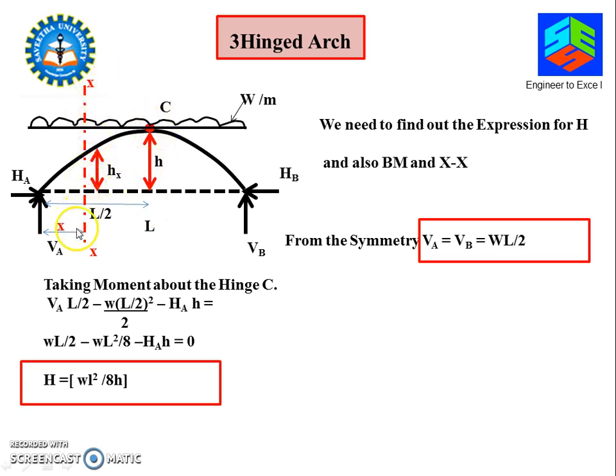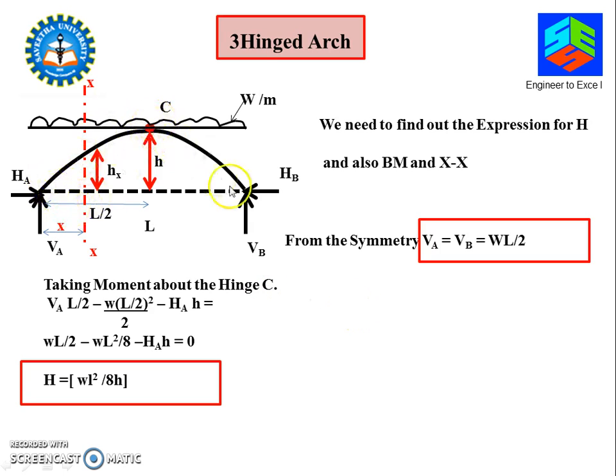Let us take a section XX which is at a distance x from the left support, where at this point the rise is HX. Our idea is that we want to find an expression for the horizontal thrust H, and at the same time we want to know the bending moment MX at the section XX.